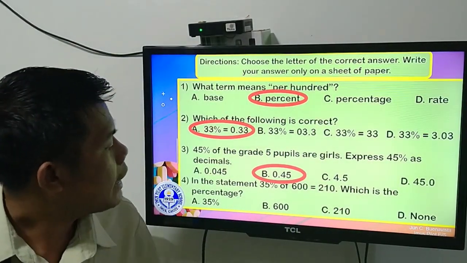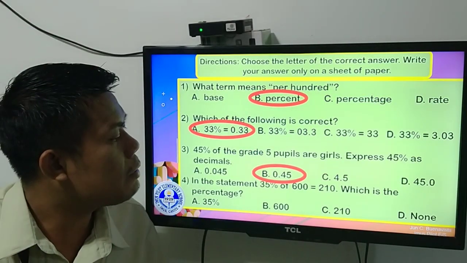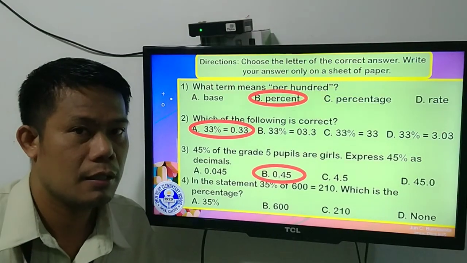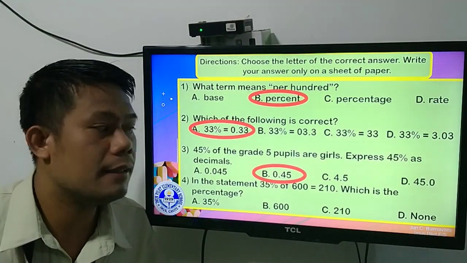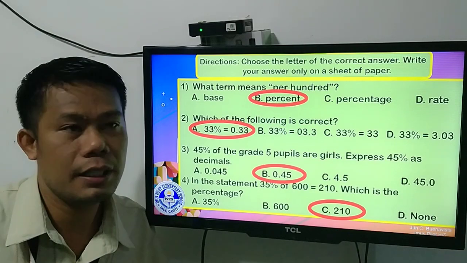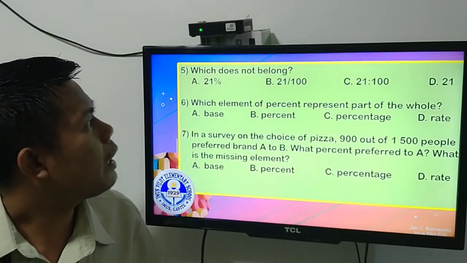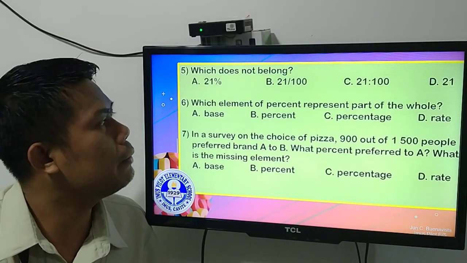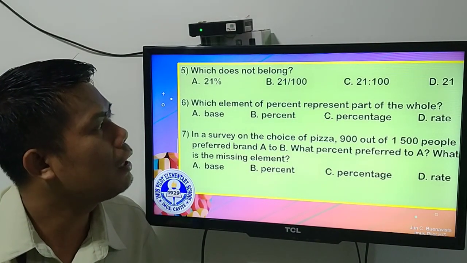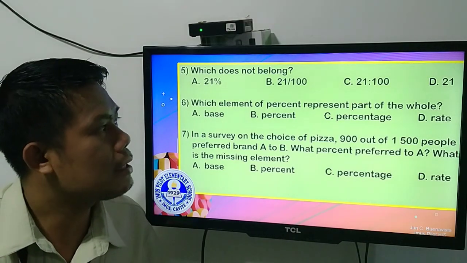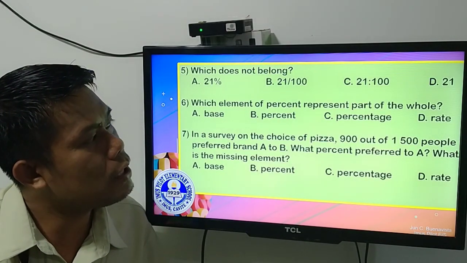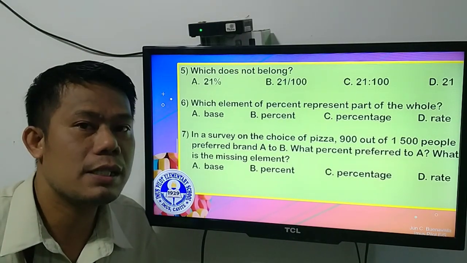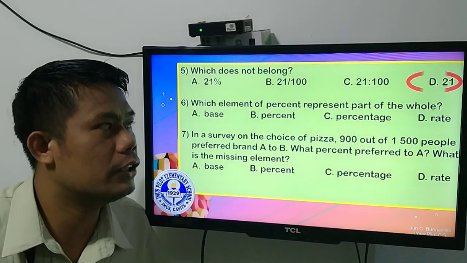Then for number 4, in the statement, 35% of 60 equals 21, which is the percentage? Okay, so the percentage is 21. Letter C. Then, for number 5, which does not belong? Let's have number 1, 21%. Letter A, 21%. Letter B, 21 hundredths. Letter C, 21 is to 100. And letter D is 21. So 21 is not included. So, that is letter D.